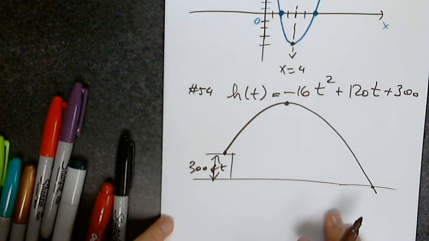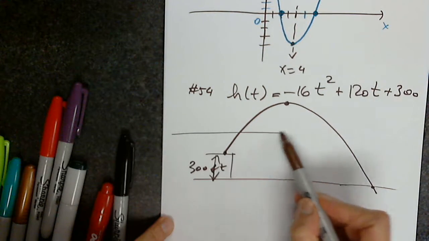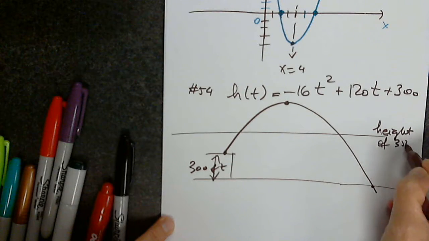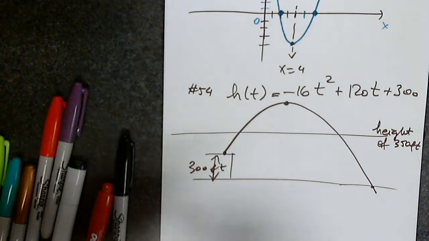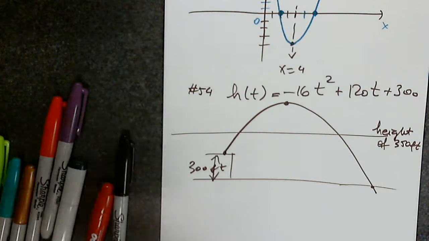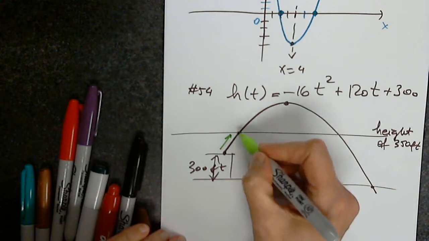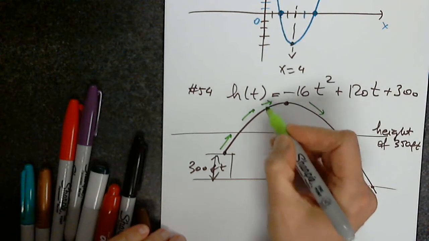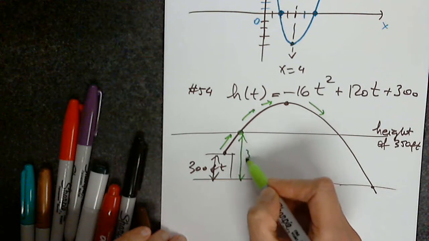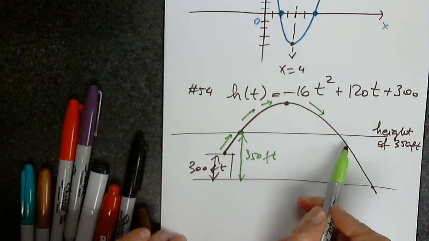So we're asked to determine when the projectile will reach a height of 350. So I'm going to say this is the height of 350 feet. If it's not the maximum, because this point could be here, we'll see in a moment if that's true or not. But if it's not the maximum, the projectile will cross this line of 350 feet on its way up, and then again on its way down.